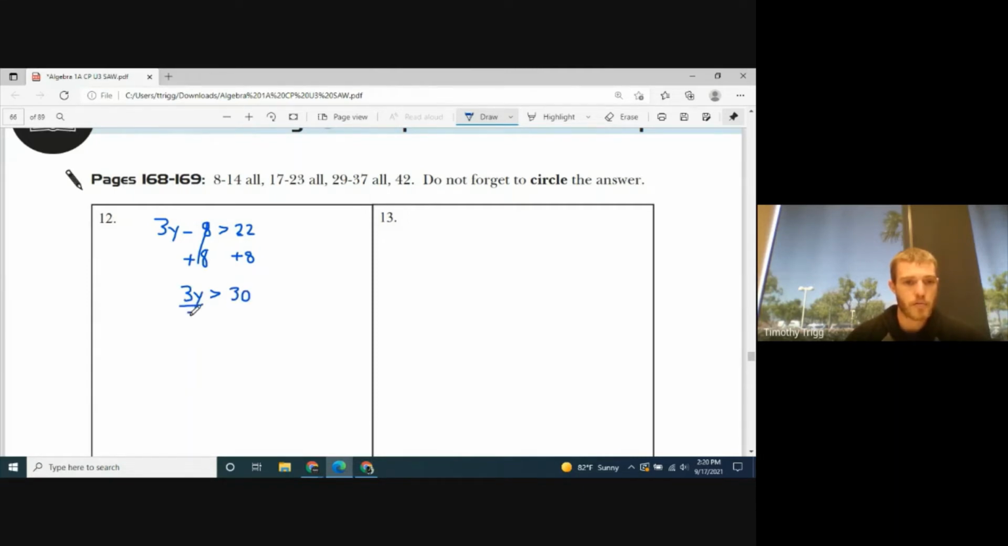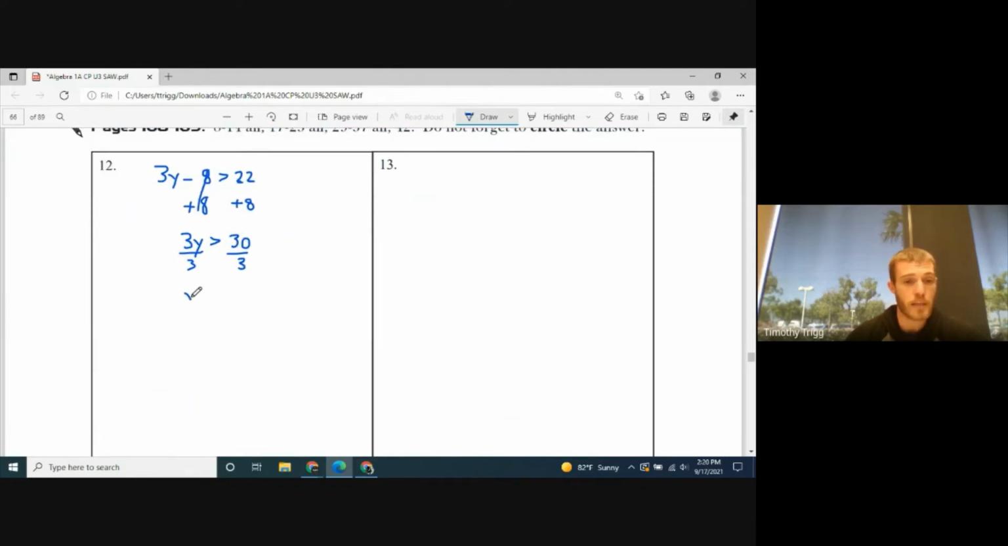Divide by 3 on both sides. Since we're dividing by a positive, we don't need to flip the inequality. Only if you divide by a negative, then you flip. Okay. So our answers should be any value that's greater than 10. So when I look at my A, B, and C, my A is 2, so that's not going to work. My B is 0, that's not going to work. And my C is 5, that's not going to work. None of those values would work.